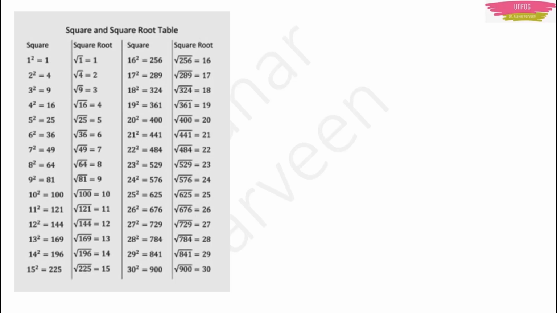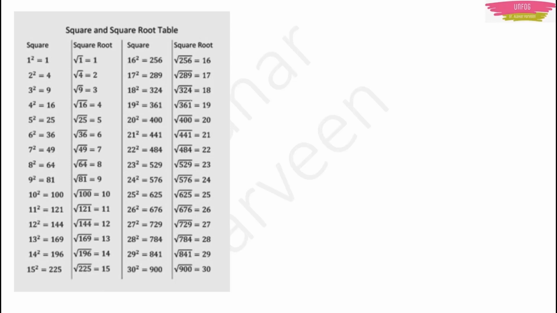Once you know the square numbers, you can easily find the square roots also, right? See, 16 square is 256. If you have to find the square root of 256, you will know that it is 16, right? So you better learn this table by heart. I am giving it here. Either you take a screenshot or you write it down in your book right now by pausing the video. You better learn this, okay?